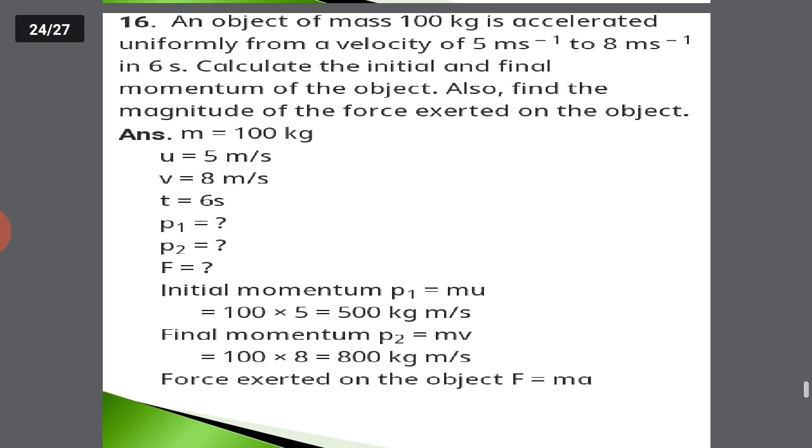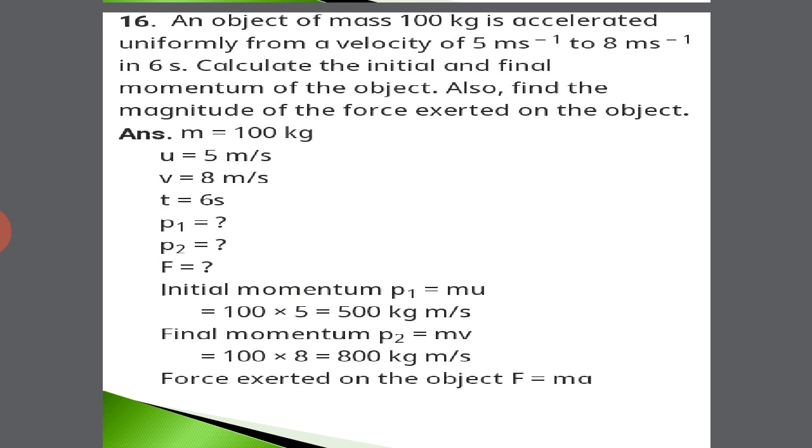Next question. An object of mass 100 kg is accelerated uniformly from a velocity of 5 meter per second to 8 meter per second in 6 seconds. Calculate the initial and final momentum of the object. Also find the magnitude of the force exerted on the object.